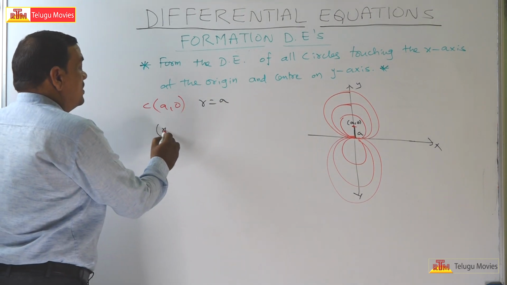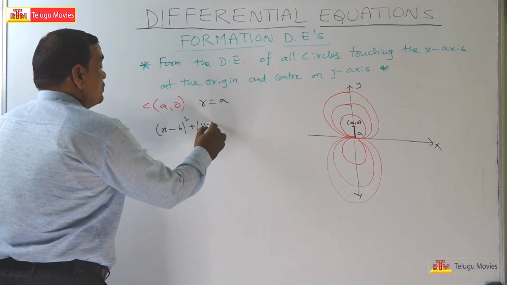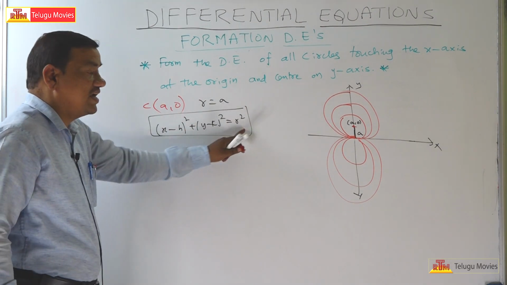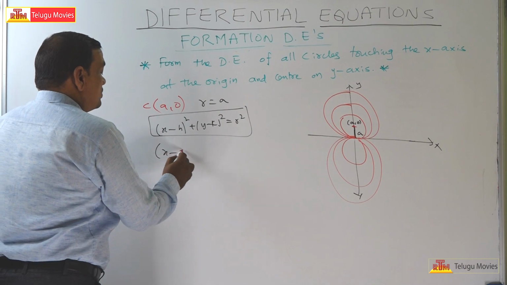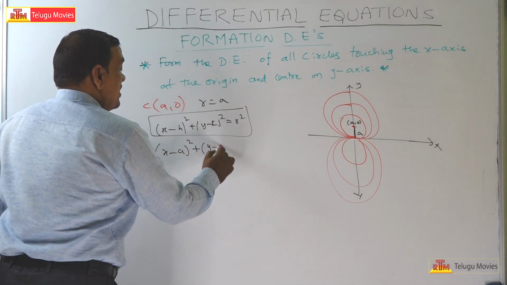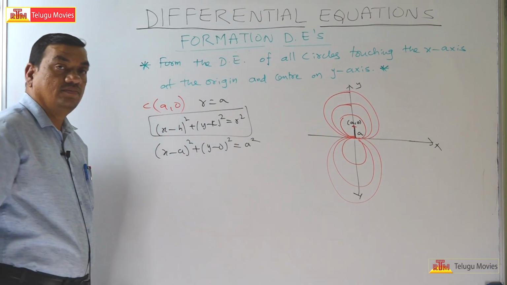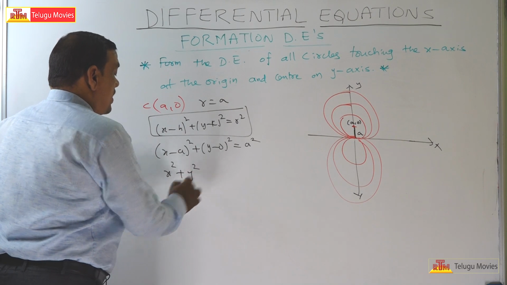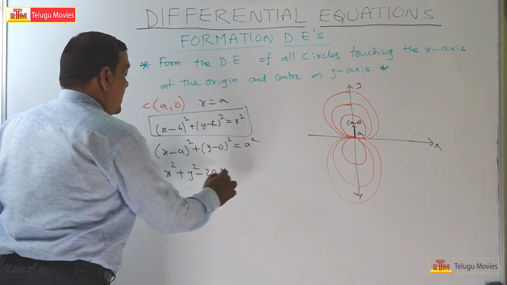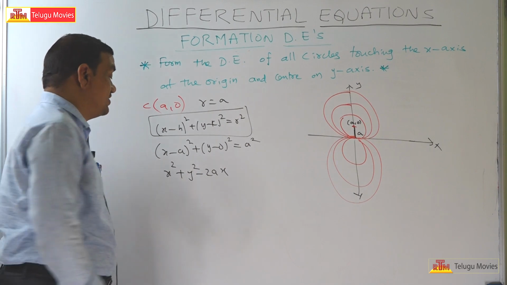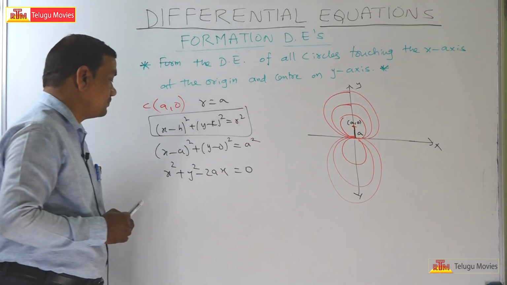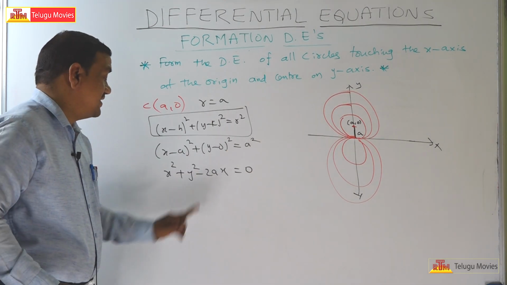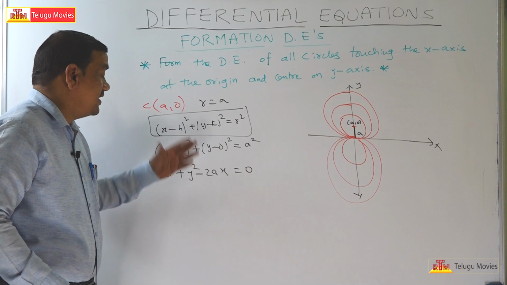Now, what is the equation of a circle? (x minus h) whole square plus (y minus k) whole square is equal to r square, a formula whose center is (h, k) and radius is r. So this is (x minus a) whole square plus (y minus 0) whole square is equal to a square. Understand? Now simplify, this is x square plus y square minus 2ax, here a square will get cancelled. So this is equal to 0. Understand this? x square minus 2ax plus a square, the a square will get cancelled. (y minus 0) is equal to y, that is y square.